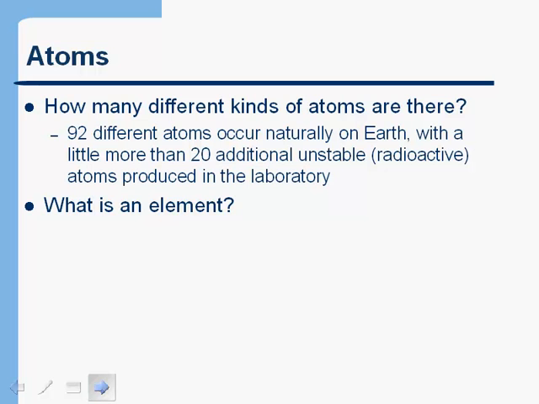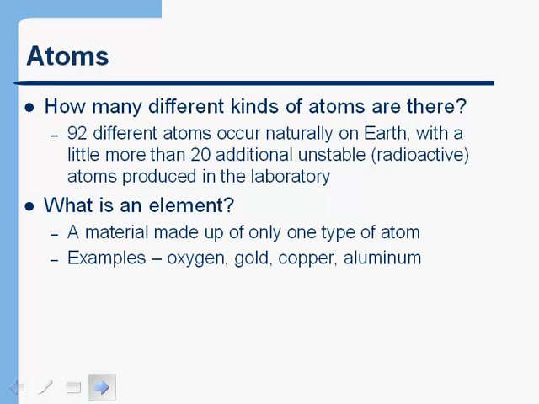And what we mean by an element is simply a material that's made up of only one type of atom. So for example, if you have oxygen, it's just made up of oxygen atoms. Or if you have something made of aluminum, it's made up of just aluminum atoms. So there are 92 different naturally occurring elements on Earth, so 92 different types of atoms.